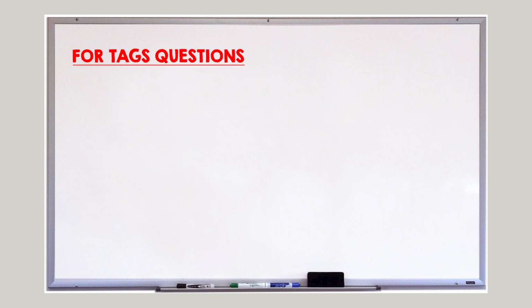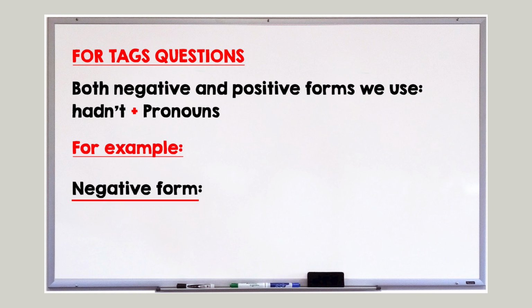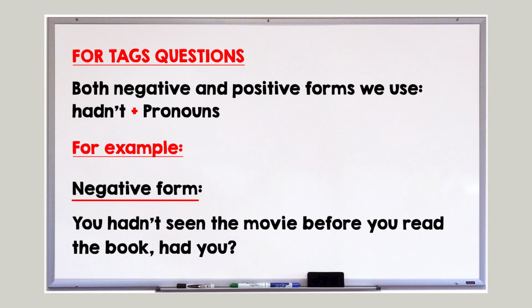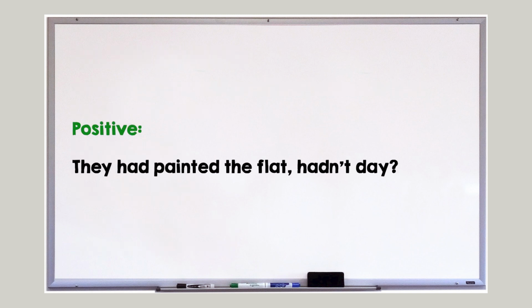For tag questions, both negative and positive forms, we use hadn't plus pronouns. For example, in the negative form, you hadn't seen the movie before you read the book, had you? And in the positive form, they had painted the flat, hadn't they?